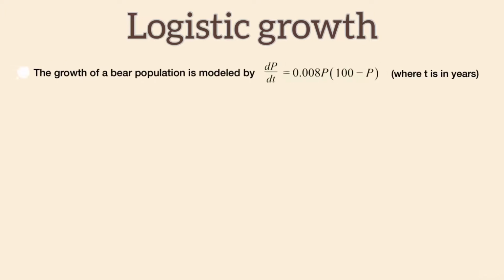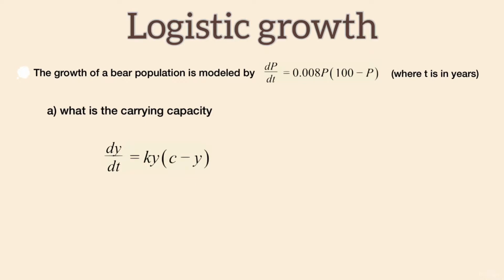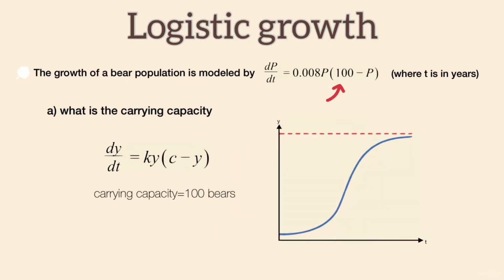The question states that the growth of a bear population is modeled by this equation, where t is in years. A. What is the carrying capacity? We have our original equation where c is the carrying capacity, so it's 100. So the population will keep increasing until it reaches the carrying capacity, 100 bears.